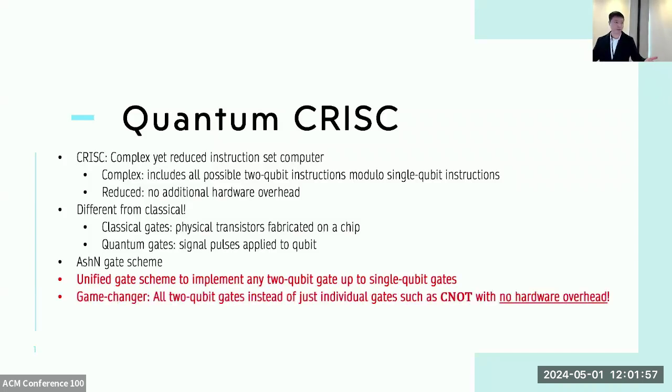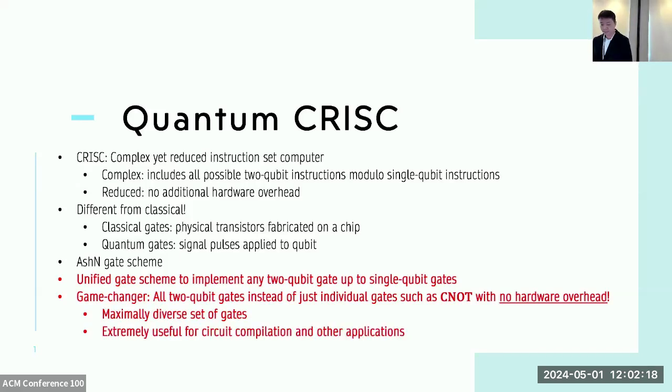And this is a game changer, because in many applications we only assume that you have an individual CNOT, a 2-qubit gate, or maybe iSWAP. But now we can have all possible 2-qubit gates with no additional hardware overhead. We will see that this is the maximally diverse set of gates for 2-qubit operations, and that it's extremely useful for circuit compilation and other applications.